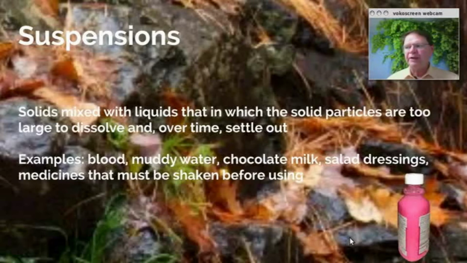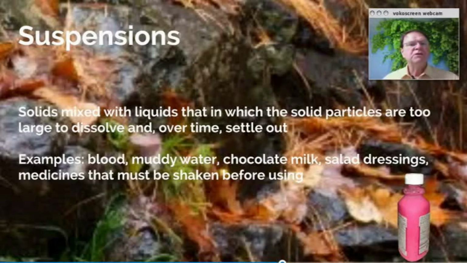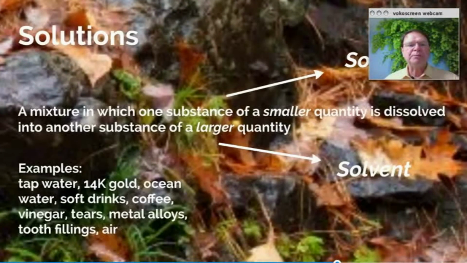We can separate out the liquid portion of blood from the different types of blood cells that are in there. It's a very useful technique. So that's what a suspension is. It's one type of mixture.